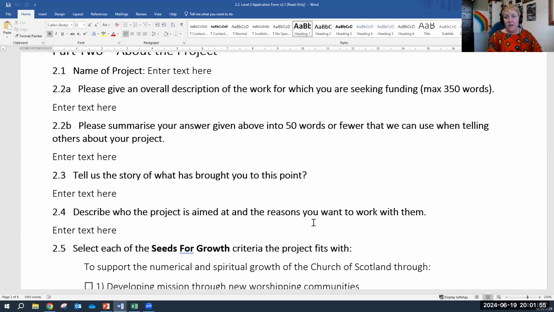What conversations have you had? What have you tried out already? What have you done? Any form of research? Have you done any consultation? Have you tried something with another group? Have you watched somebody do something in another presbytery and thought, that's great, I'd like to replicate that? Whatever the journey is that has brought you to this place, we would love to hear it.